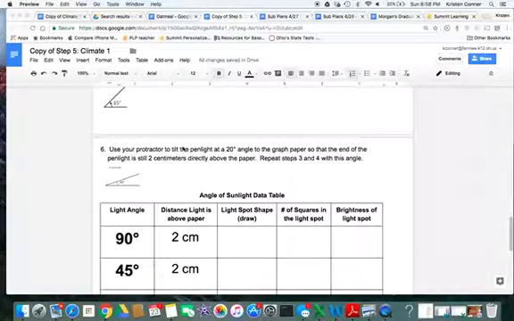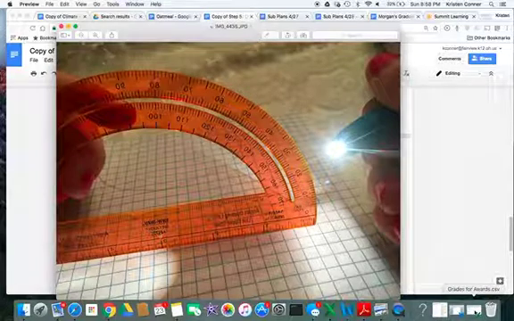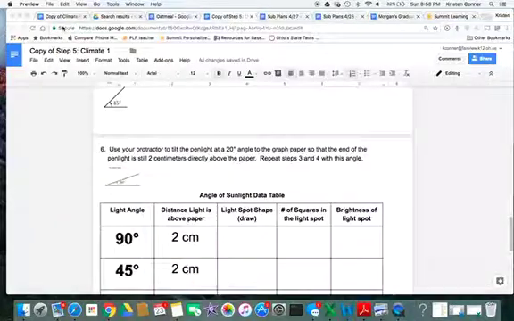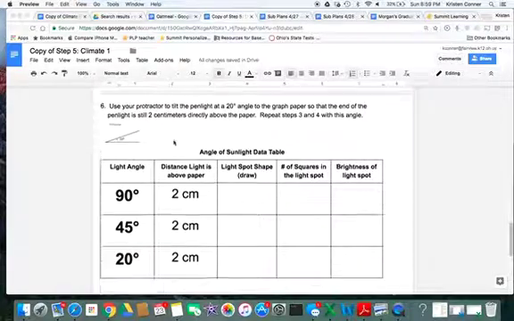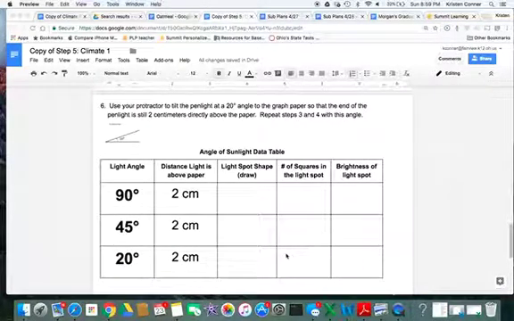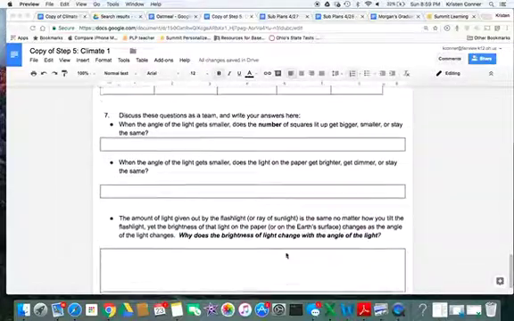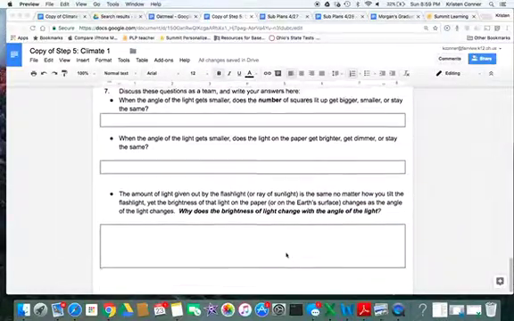Then you're going to use your protractor to tilt the pen light at a 20-degree angle. So now I'm at about a 20-degree angle, and again, 2 centimeters above the paper. I will then trace my light, count the number of squares, and fill in my data table. Once you've finished, answer the following questions with your group members.